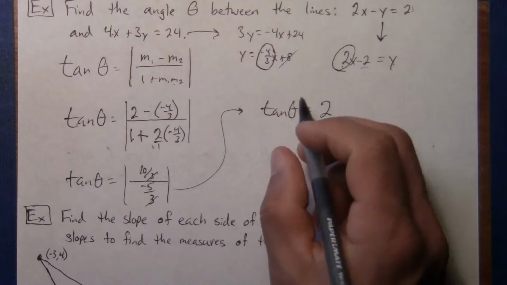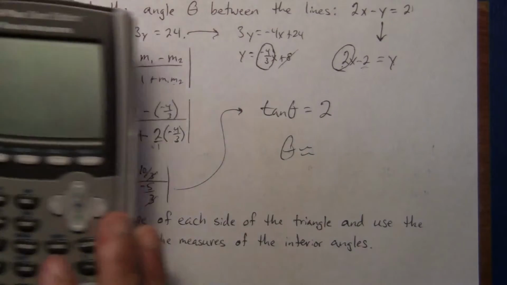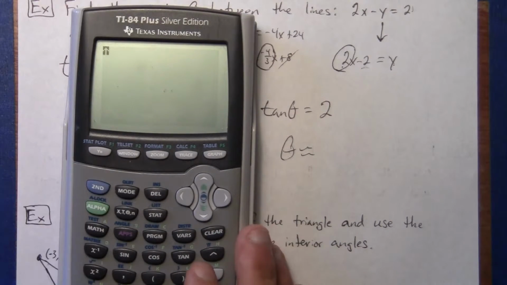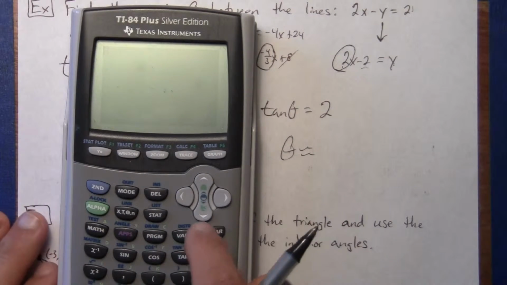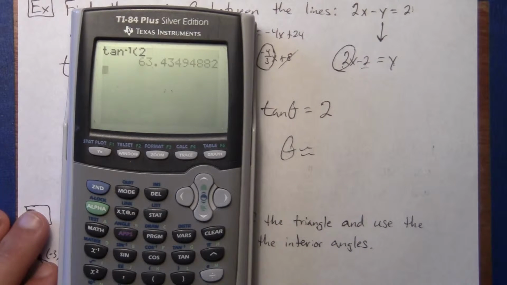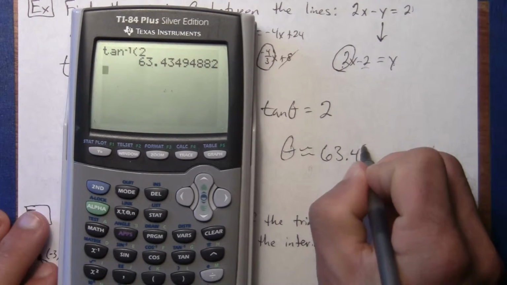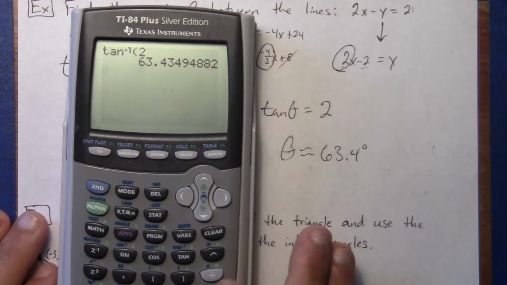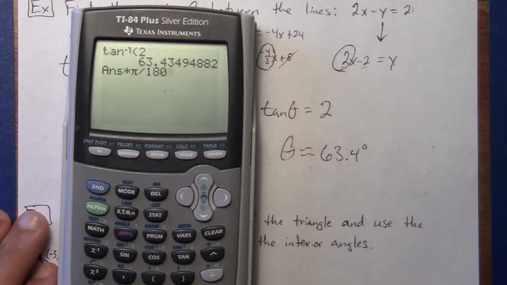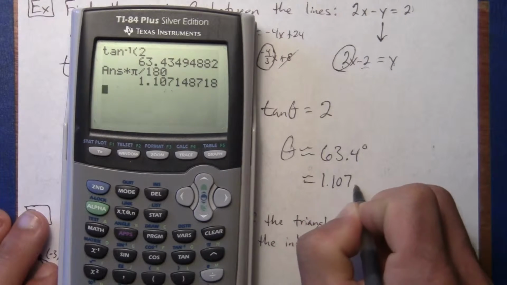And now, of course, I do the tangent inverse of both sides. Taking out your calculator, making sure you're in degrees. We're going to give the answer in both degrees and radians. But I do tangent inverse of 2, hit enter, and there is my angle in degrees. It's 63.4 degrees. If I want to change that to radians, I can go ahead and just multiply that by pi, divide by 180, and I can say that that's also 1.107 radians.